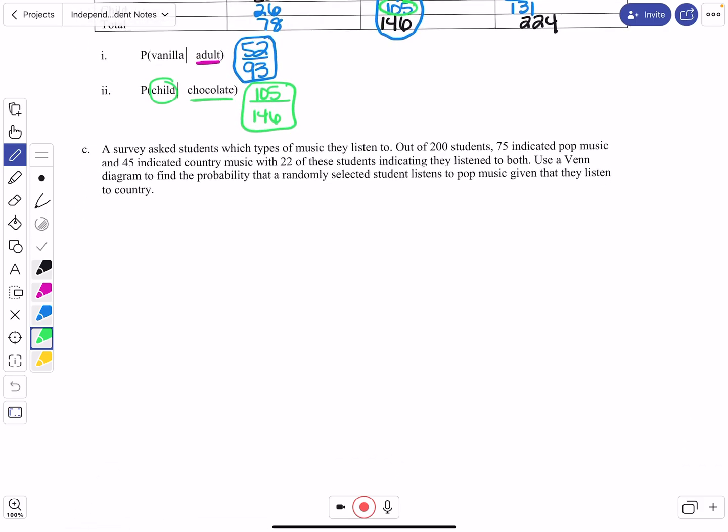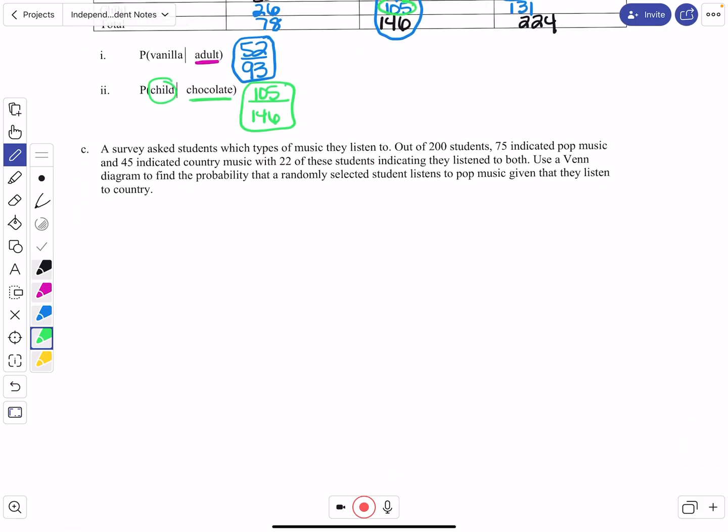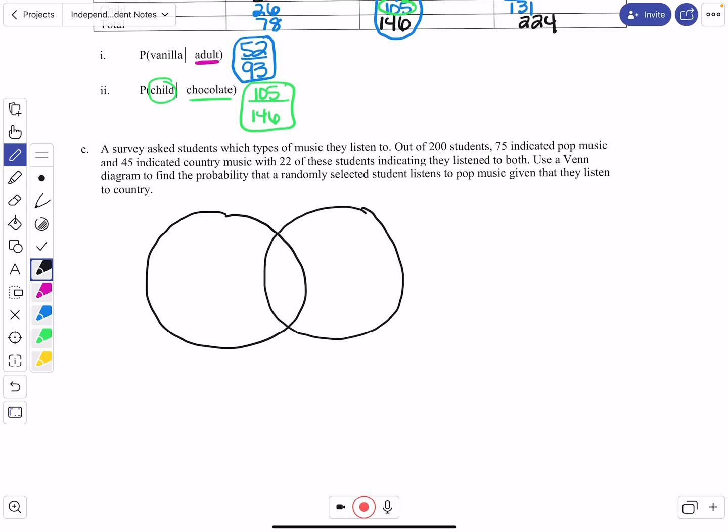Okay. All right, so last one. A survey asked students which types of music they listen to. Out of 200 students, 75 indicated pop music and 45 indicated country music, with 22 of these indicating they listen to both. Use a Venn diagram to find the probability that a randomly selected student listens to pop music given they listen to country. So it wants us to draw a Venn diagram. So a Venn diagram, remember, is where you've got the two circles that overlap.